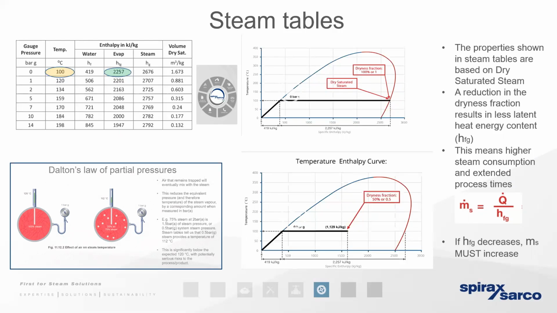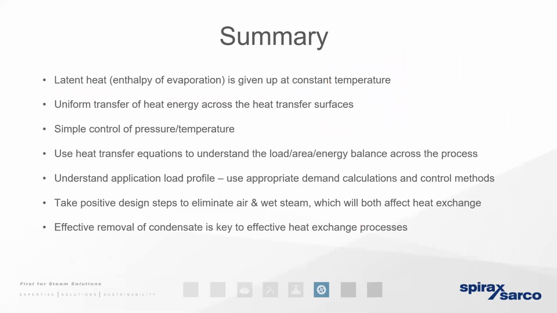So just to summarize what we've gone through today, whenever we're talking about steam for heat exchange, it's that enthalpy of evaporation. It's the energy that we add to the boiling water that is used for heat transfer purposes. The condensate, it's got no value at the heat exchanger, but it does have a value as hot water if we can get it back to the boiler house. We know that steam gives up its heat energy evenly across the heat transfer surface area. We can release the energy present within the steam simply by manipulating the pressure.